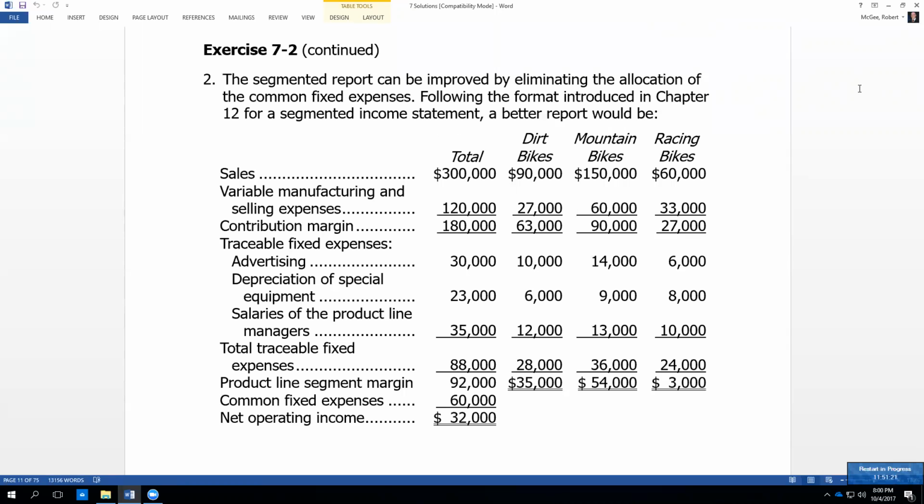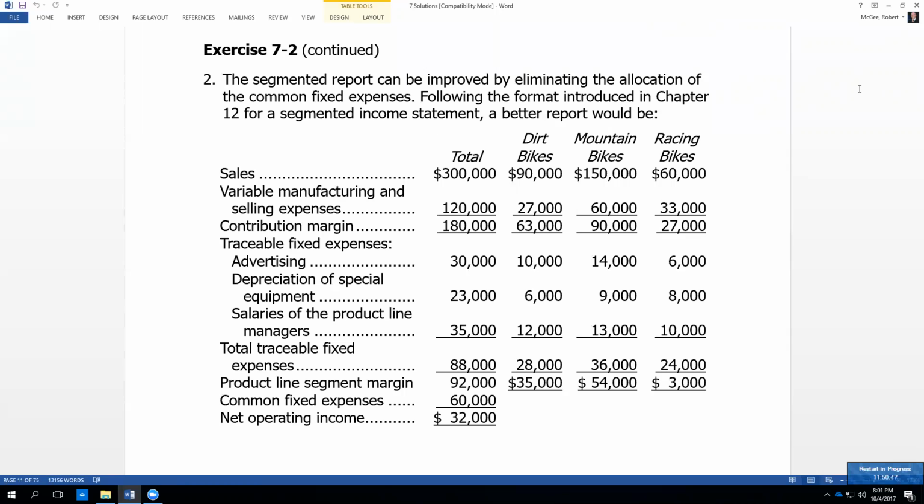They just put it here in the total column. And again, 32,000 there. But by not allocating that 60,000, because if we allocated that, it could cause us to drop a product line that's actually profitable. So you just put that 60,000 of common fixed expenses there in the total column, not in the other 3 columns. Which made that a profit of 3,000 rather than a loss of 9. Yeah, exactly. Instead of a loss of 9, it's a profit of 3.